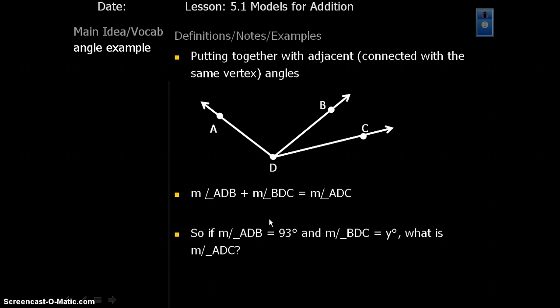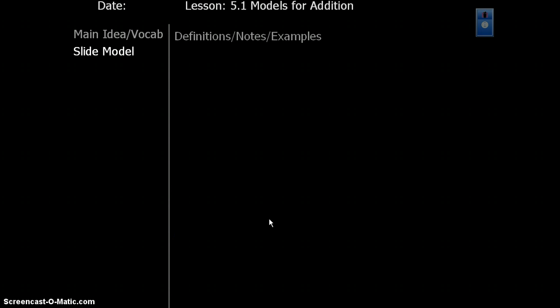So, if the measure of angle ADB is 93 degrees and the measure of angle BDC is Y degrees, what is the measure of angle ADC? This one is a little bit trickier maybe than the last one, simply because there's a little bit more to each of the symbol names. But take a look, read carefully, and we can find that the measure of angle ADC is equal to 93 plus Y degrees. Again, in this case, it feels weird to leave a variable in our answer, but it is exactly what we need to do.